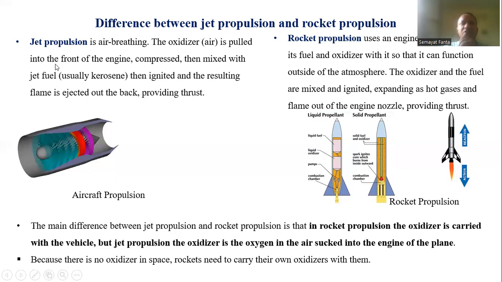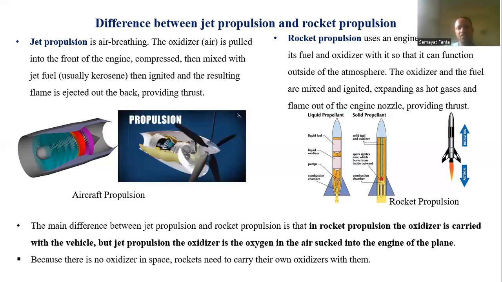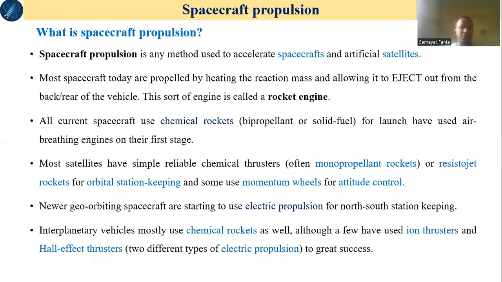So this is the difference between rocket propulsion and jet propulsion. The main difference is that in rocket propulsion the oxidizer is carried with the vehicle, but in jet propulsion the oxidizer is the oxygen in the air taken into the engine of the plane. These are the propulsion systems.